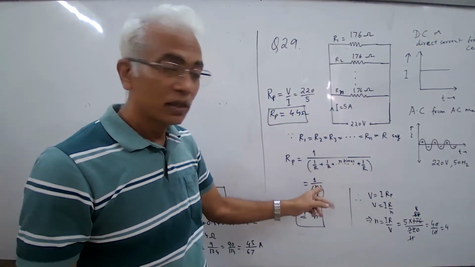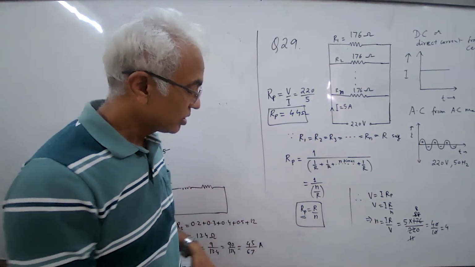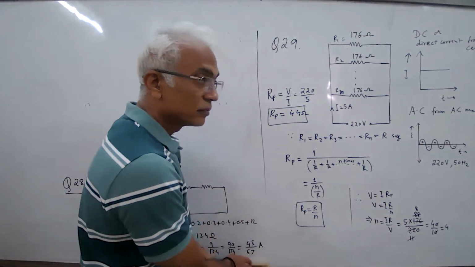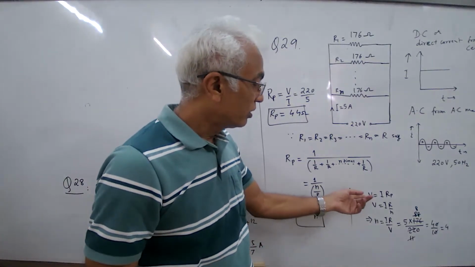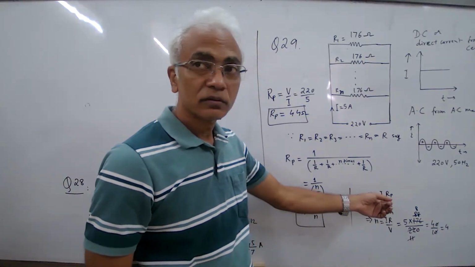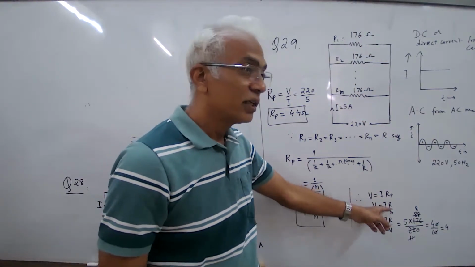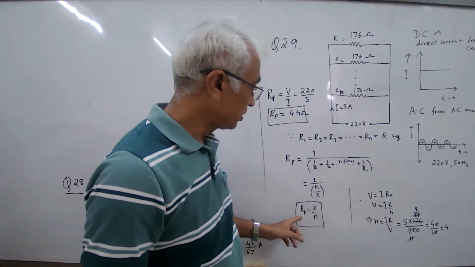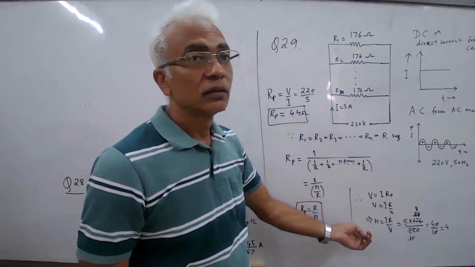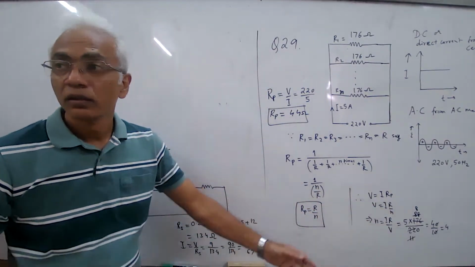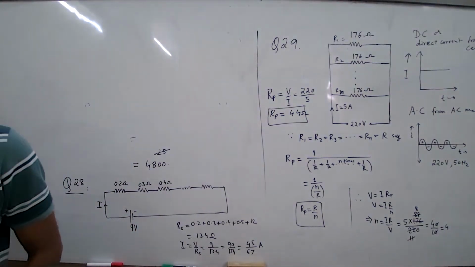So it will be n by R, and 1 by n by R is R by n. This is my equivalent resistance. By Ohm's law, V must be equal to I times the whole equivalent of this. But Rp is R by N. I have to find N. That's it. Pretty straightforward.